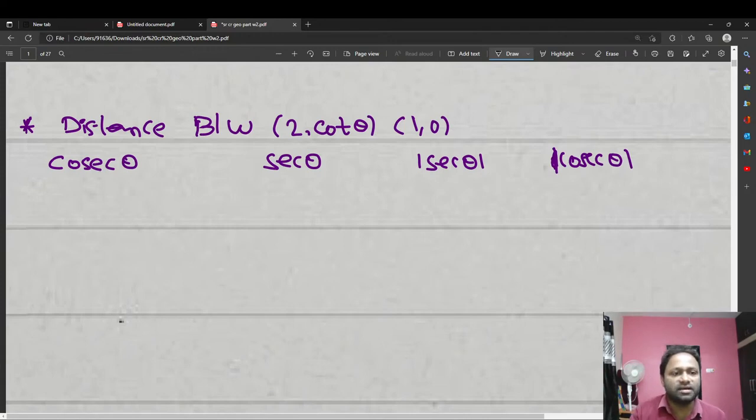What was given? The distance between the ordered pair (2 cot theta, 2) as well as the ordered pair (1, cot theta)... wait, as given: the points are (2, cot theta) and (1, 0). These are two points given. We need to find the distance. Okay, is there anybody to do the distance between two points? Let us see, anybody?